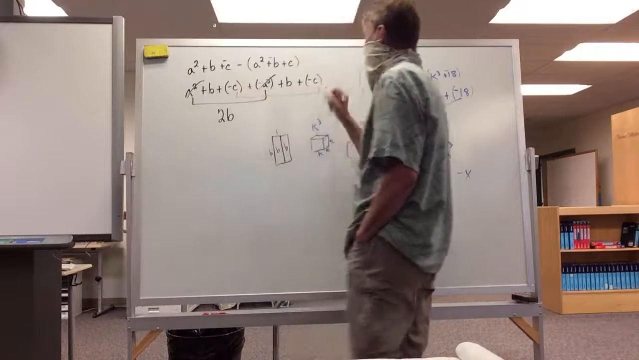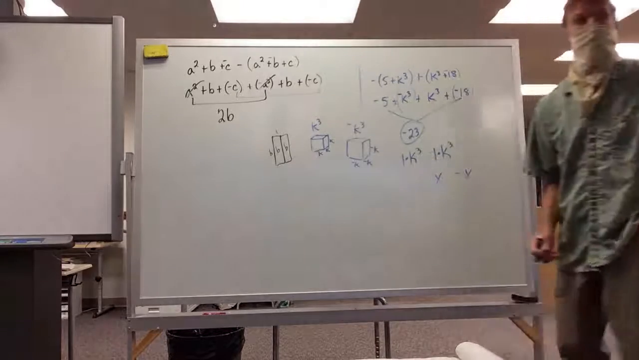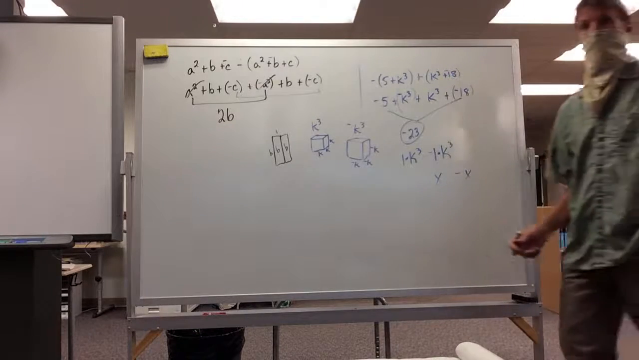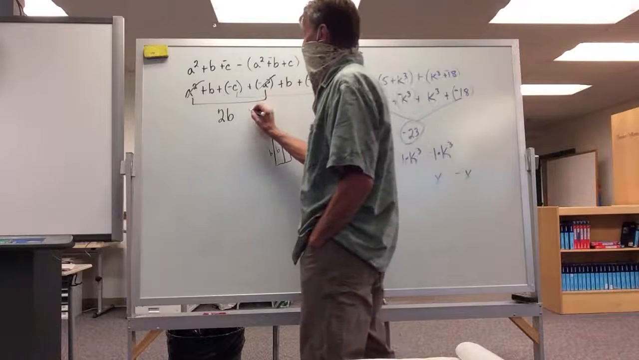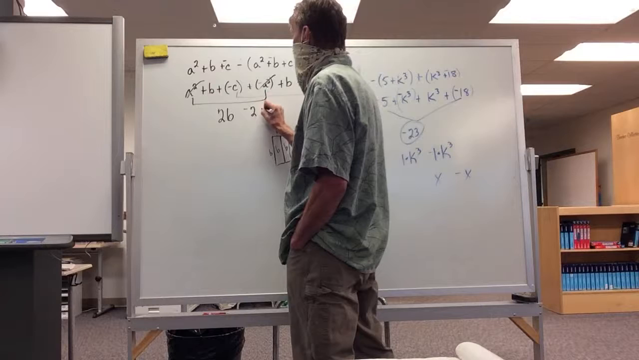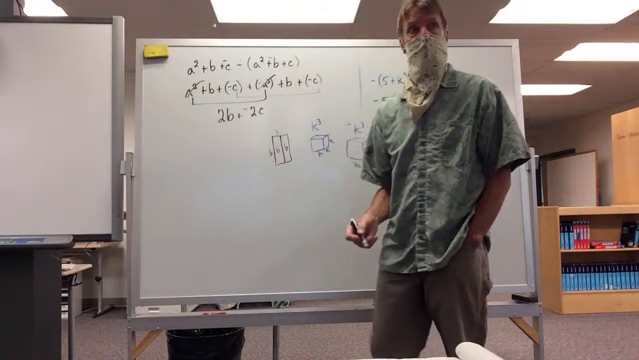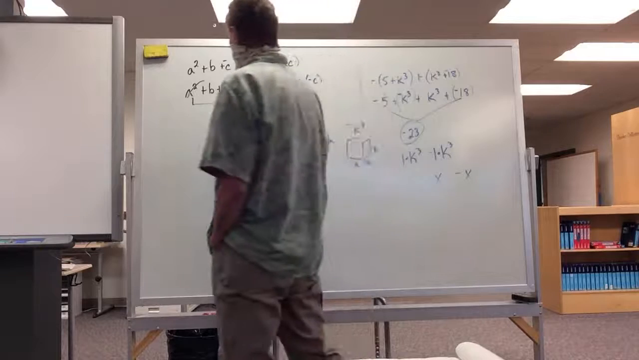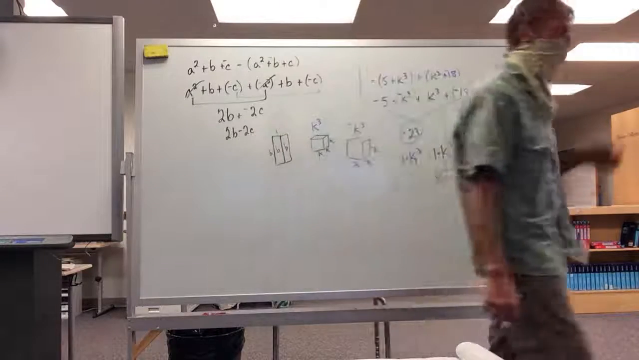And now a negative c and a negative c. 2c, but they're both negatives. So that would be a negative 2c. So you could write 2b plus negative 2c or 2b minus 2c. Either one of those is the same.